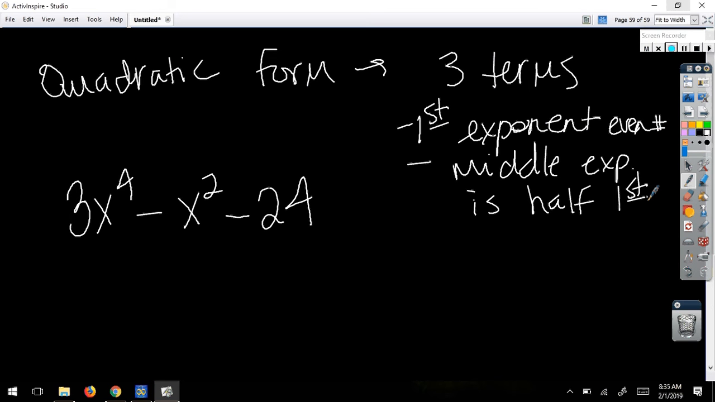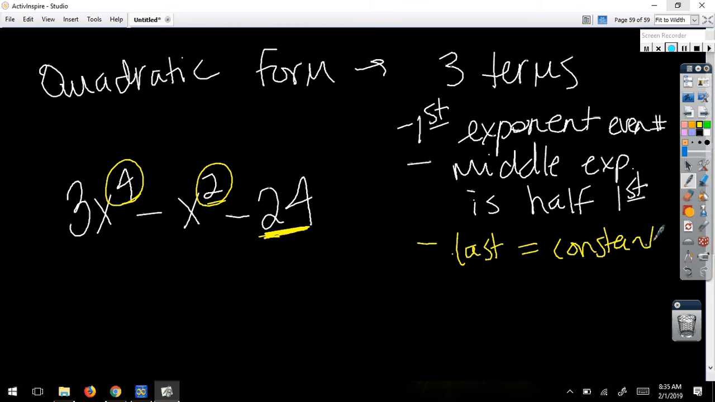So if you had like 3x squared times x, yes, but that's quadratic. But if this was 6 and this was 3, and the last one's got to be a constant. So it looks a lot like a quadratic. It's just not 2, 1, constant. It's even, half, constant. Does that make sense so far?